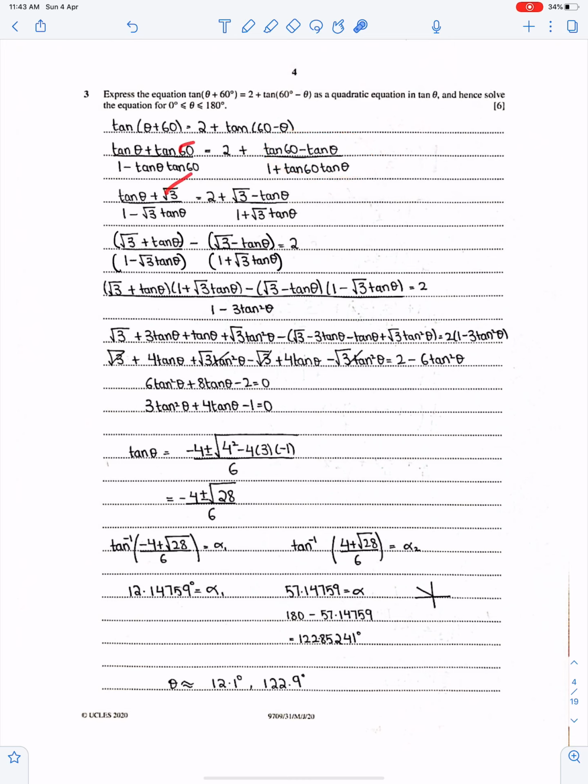Tan 60 is root 3, and now you have to bring this entire expansion on the left hand side so that you can take the LCM. Do the calculations very carefully, avoid careless mistakes. When you take the LCM, this will be here and this will be here, and this denominator will become a square minus b square.